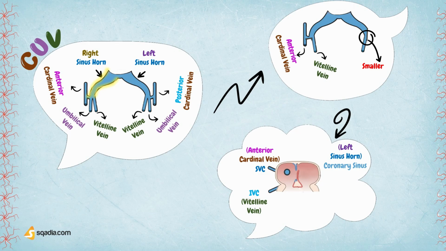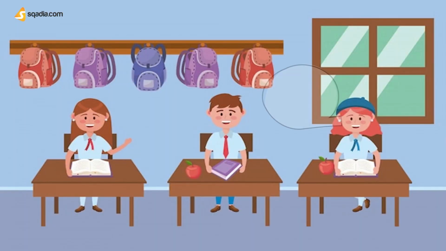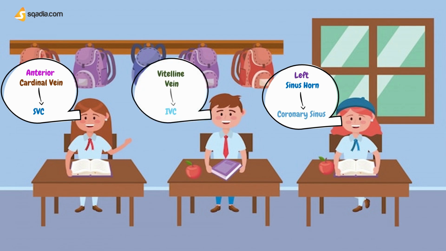Now, any 3 students who can revise the last step? Yes, ma'am. Left sinus horn eventually forms the coronary sinus and drains the coronary veins into the right atrium. Anterior cardinal vein becomes superior vena cava, and right vitelline vein becomes inferior vena cava.